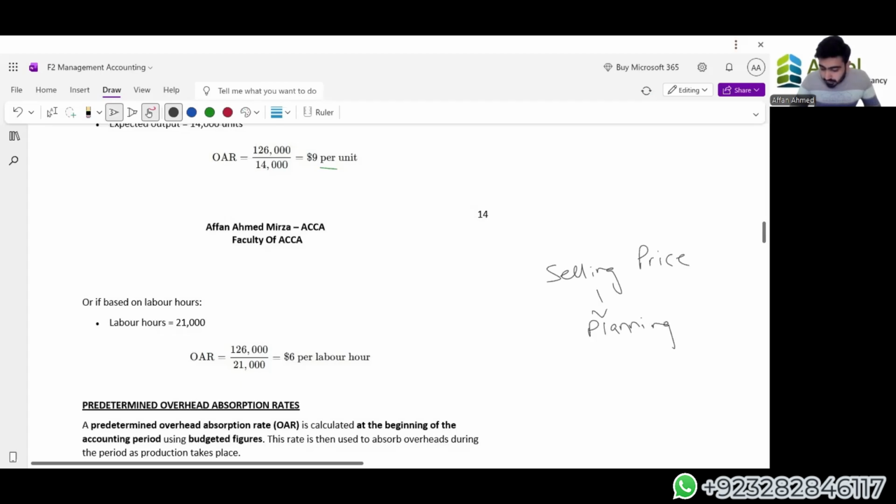Obviously, if a customer comes to me for a pre-made product to be sold to him, I will decide my selling price based on my estimations, based on my plans. I will not say wait 1 year, after the year end I will decide what is the cost that I have incurred and what can be the selling price here, what was the actual overhead. I cannot wait for that.